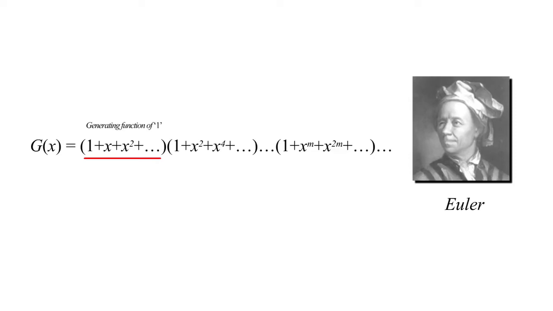Towards 2, it is the same. There is a possibility where 2 does not exist, or x squared represents 2 appearing once, or x to the power of 4 represents 2 appearing twice, and so on. So in the corresponding expansion, the coefficient of x to the power of n simply means n is partitioned into several 1's, several 2's, several m's. How many different ways of partition?